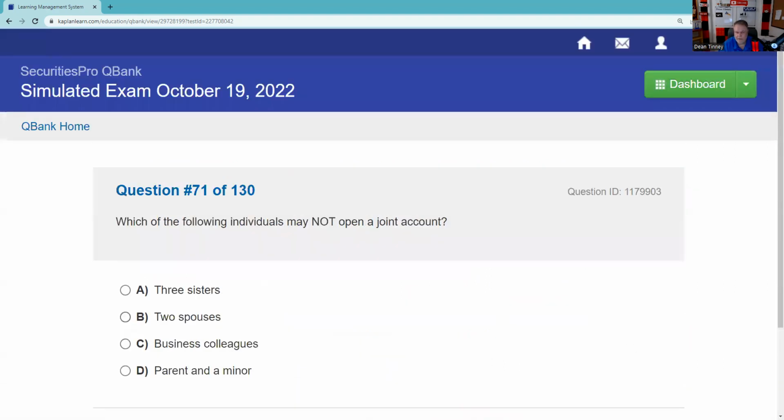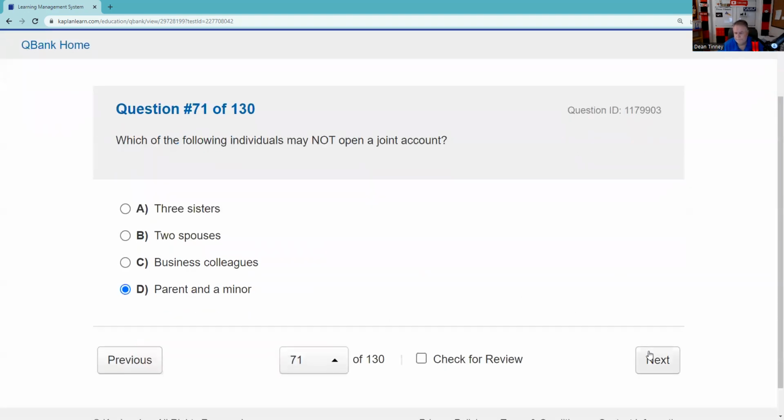Which of the following may not open a joint account? This comes up over and over again, right? Minors, we don't open accounts for minors directly. Remember, to open an account for the minor directly, it has to be a UTMA account. You're going to get a couple questions on minors. Remember, minors are not persons under the Uniform Securities Act. And the way we invest with minors is through the Uniform Transfers to Minors Act, one minor, one custodian per account. And we said that no margin. All of that is very testable.